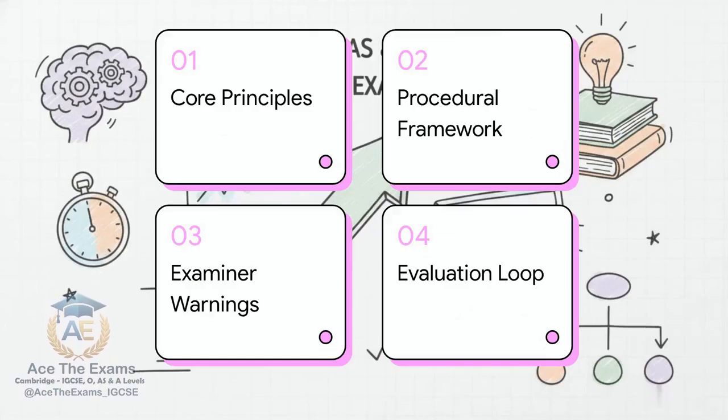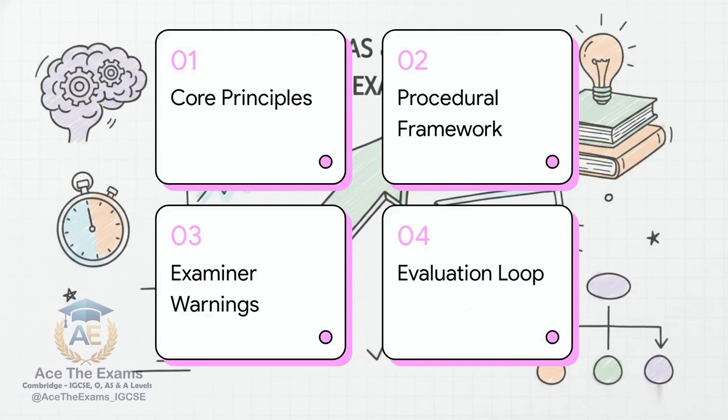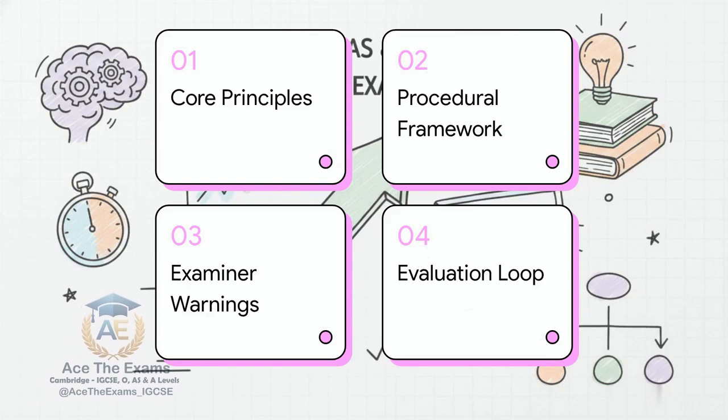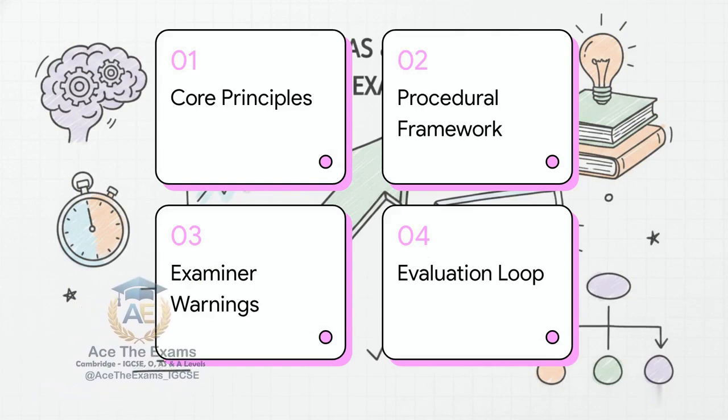So, to secure those top-tier marks, here is our game plan for today's explainer. 1. Core principles. 2. The procedural framework. 3. Top examiner warnings. And 4. The evaluation loop. Let's deconstruct the examiner's playbook.